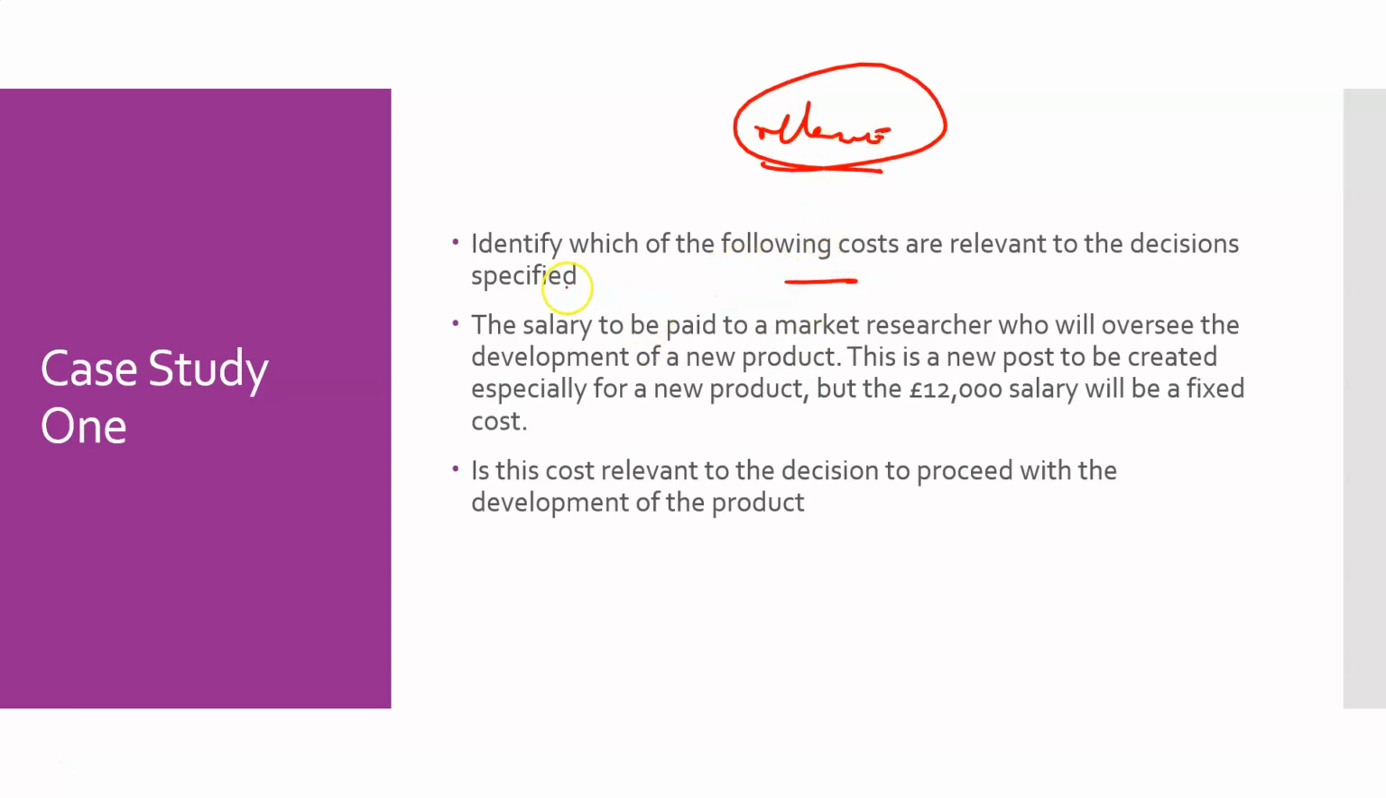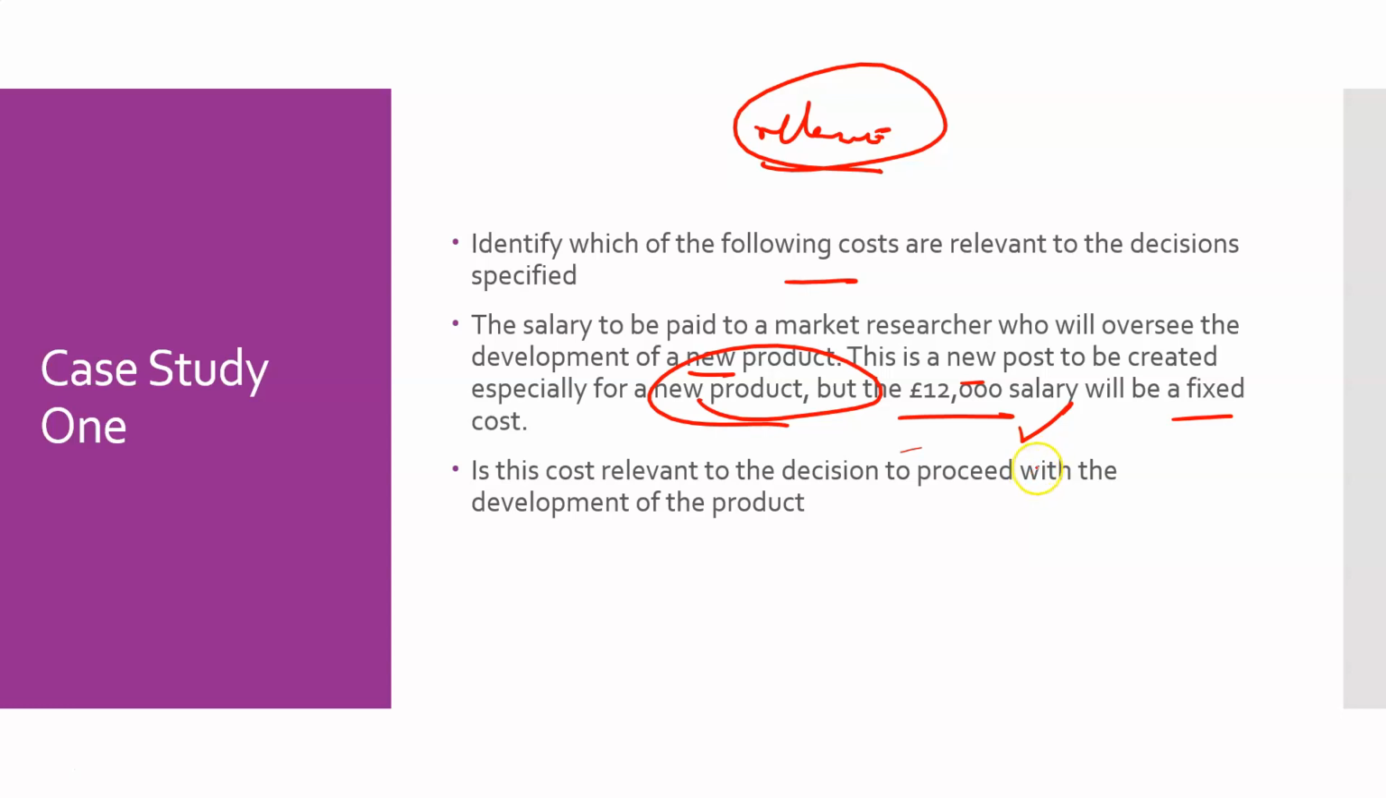Identify which of the following costs are relevant. Your salary to be paid to a market researcher who will oversee the development of a new product. It's a new post, and it's created especially for this new product. So the key point here is, if you had just assigned someone who was already working to look at this project, well, you're already paying a salary anyway, so it's not a relevant cost. But if you were now going to take someone on, pay them an additional salary of 12 grand, technically it's even a fixed cost, but it is relevant when you're deciding, do I take this project? Because it's a new cost you will have to deal with.